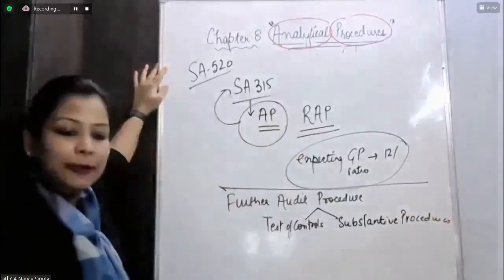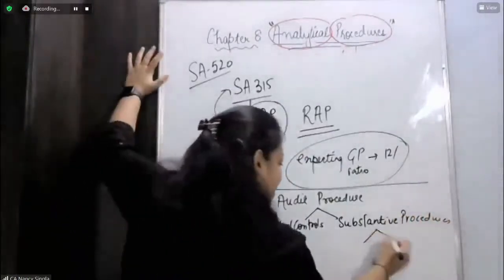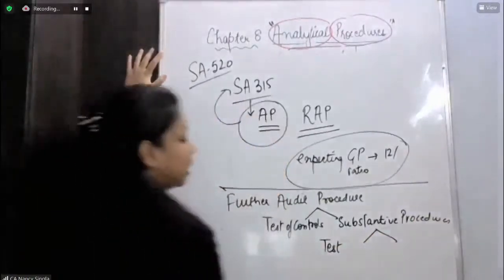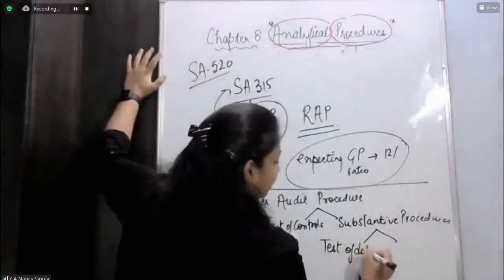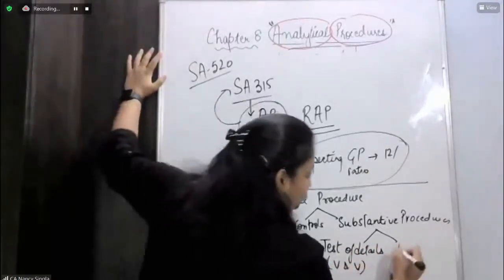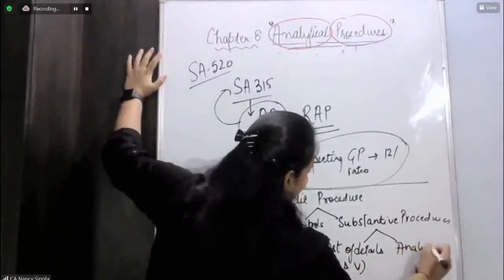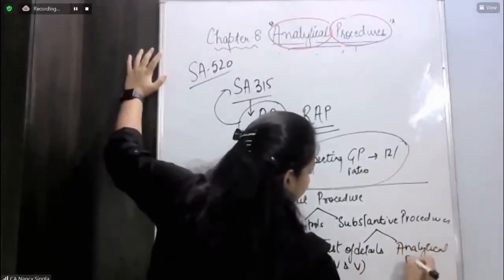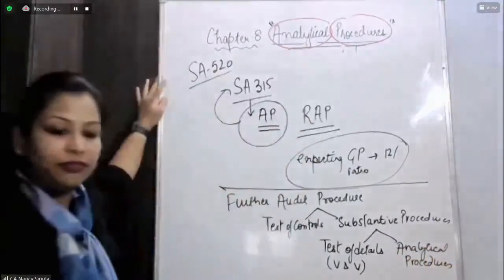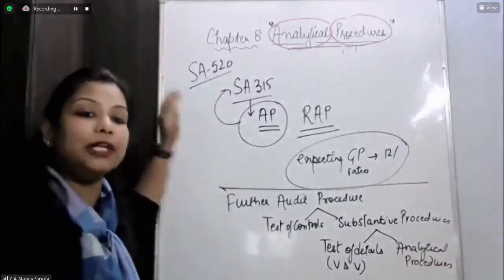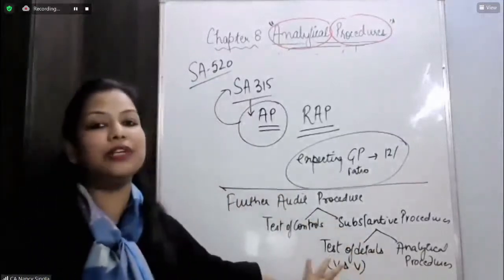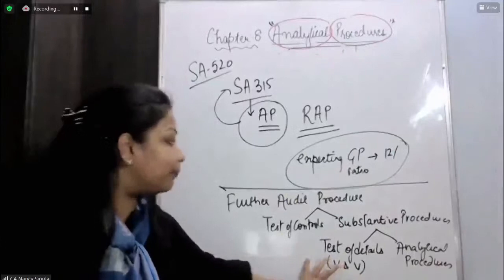This we have done, and then we have seen that while performing substantive procedures, the auditor will either perform test of details, which include vouching and verification, or he will perform analytical procedures. We have done this in detail in chapter number 3, and a number of times we have done this concept, right?